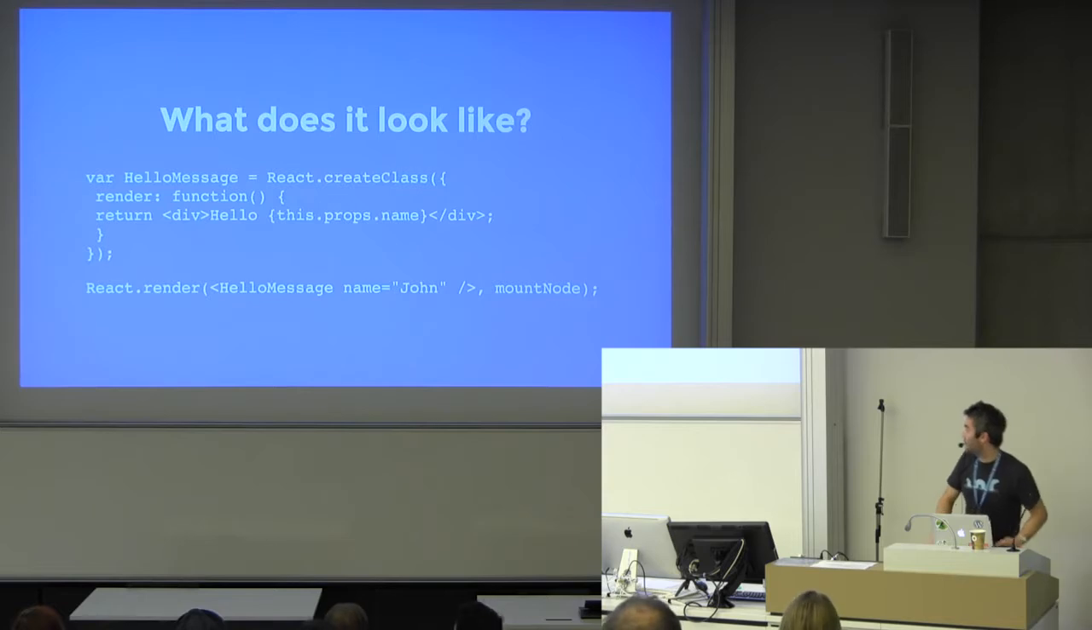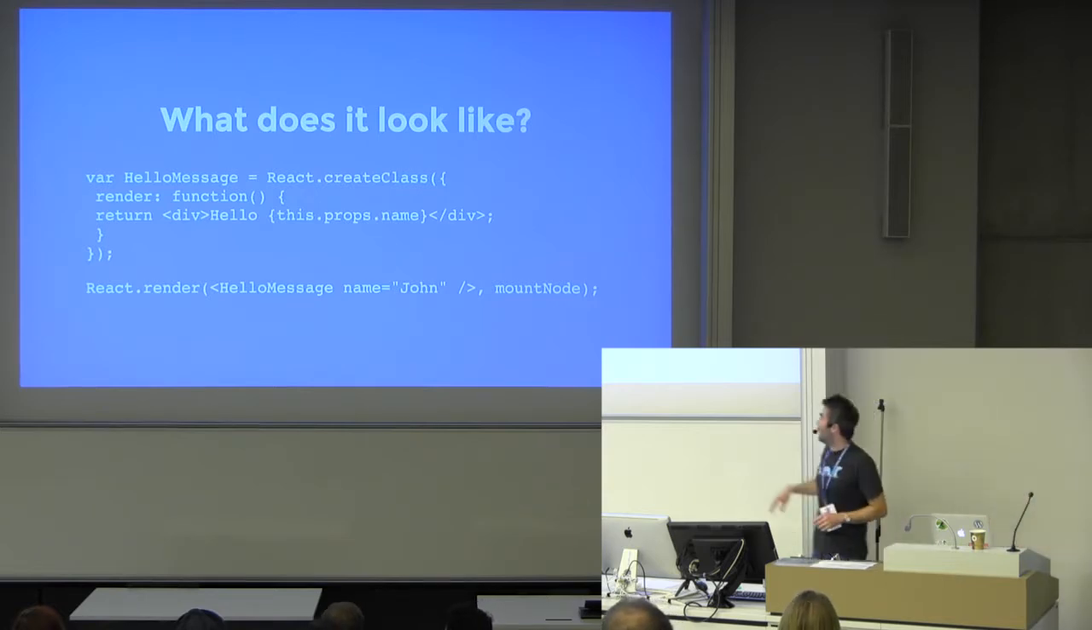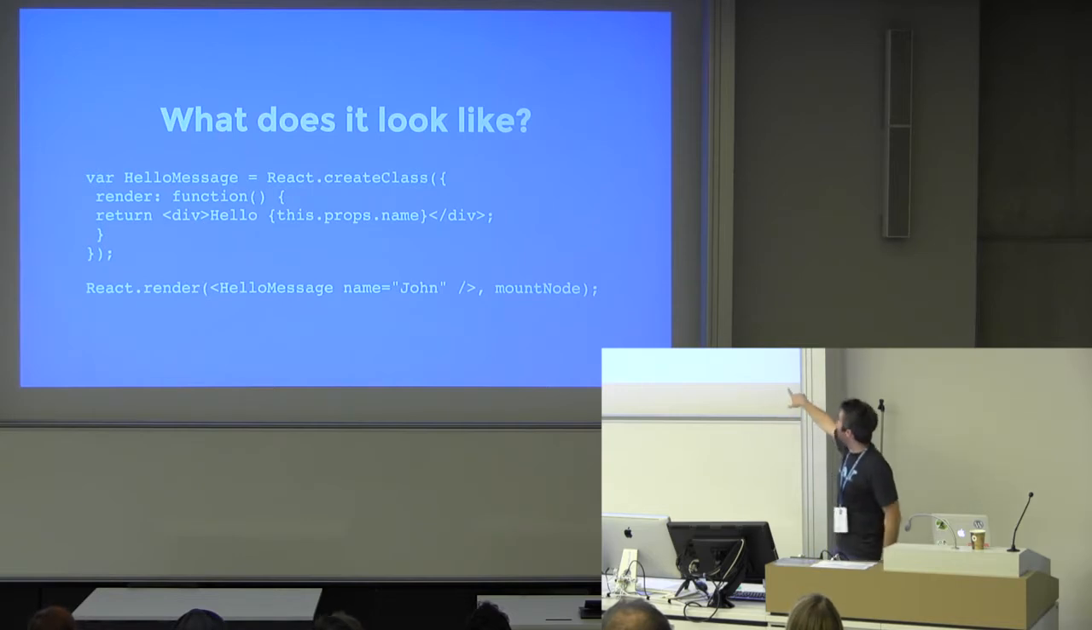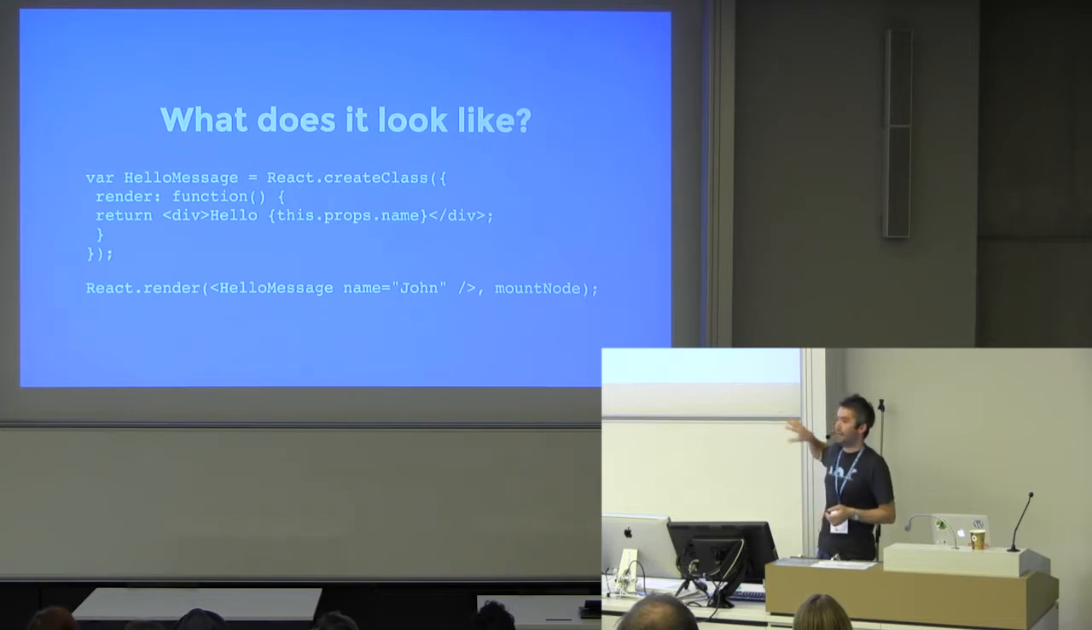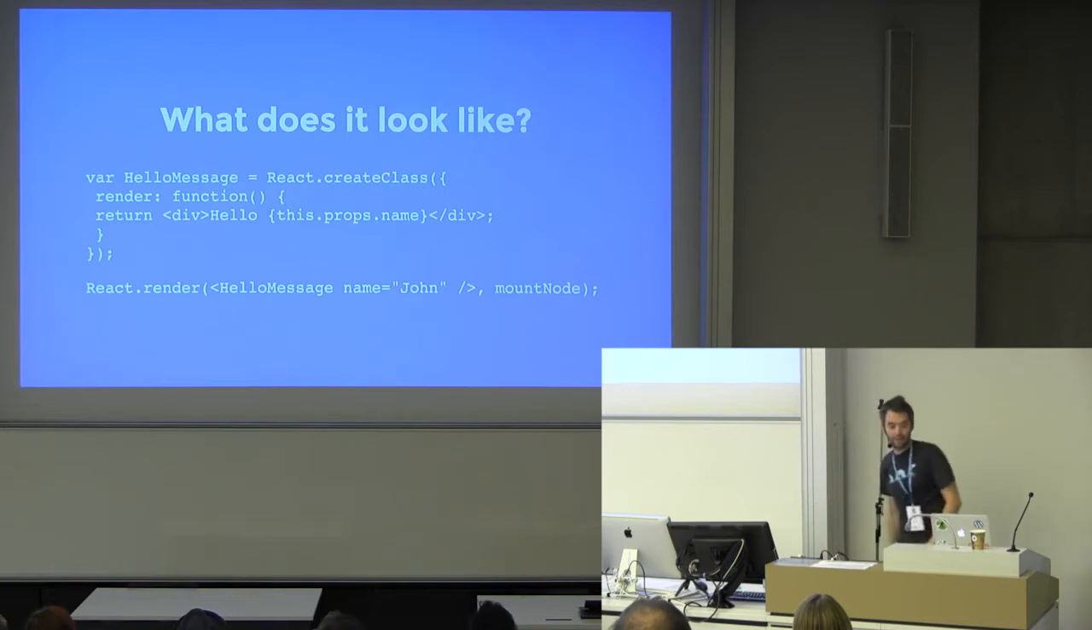This is what React looks like. So you can see it's essentially a JavaScript class with a render method. So you can hopefully see how this works. In this example, the mount node would be the node in the browser that we want to attach this to. So it could be like div id main or something like that. This is taken straight from the React homepage that Facebook have set up, where they have some live demos that you can tinker with.